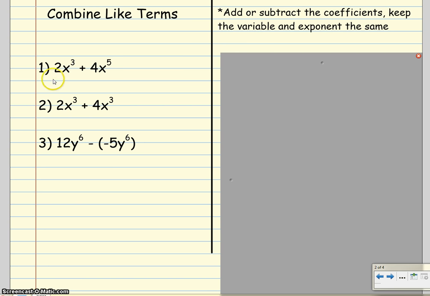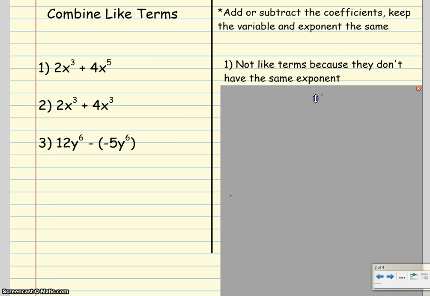So problem number 1, 2x to the third plus 4x to the fifth. As we take a look, we've got the same variable, but we do not have the same exponent. Like terms have to be the same variable and the same exponent. So these are not like terms. So you can put, if you want, they're not like terms, or you can just put already simplified.